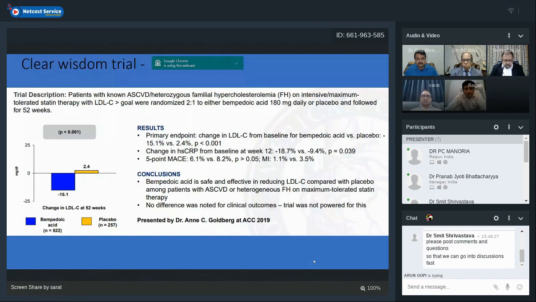And you can see here in the CLEAR Wisdom trial that there is a significant reduction of LDL. There is also a significant reduction of hsCRP. The primary endpoint is change in LDL-C from baseline for bempedoic acid versus placebo, and change in hsCRP from baseline at week 12. And the conclusion from Wisdom is that bempedoic acid is safe and effective in reducing LDL-C compared with placebo among patients with atherosclerotic vascular disease. They also included patients with familial hypercholesterolemia. All these patients were already on maximum tolerated statin therapy. No difference was noted for clinical outcomes because these trials were not powered for this.